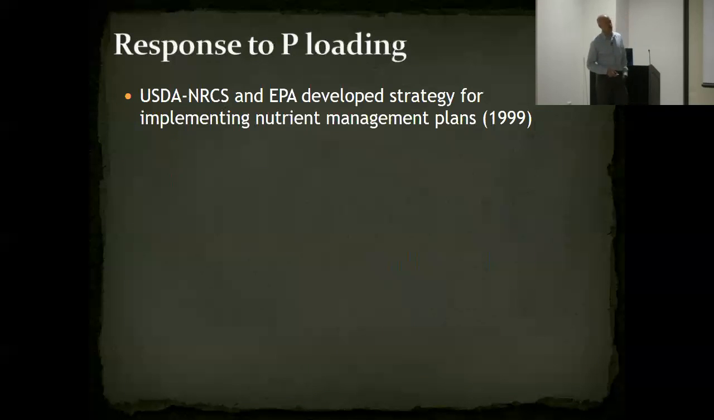So just to give you a brief history, in the late 90s, USDA, NRCS, and EPA developed a strategy for implementing nutrient management plans. The idea is, if we help farmers, producers manage their nutrients better, the idea would be that less of this is going to be ending up in our waters.